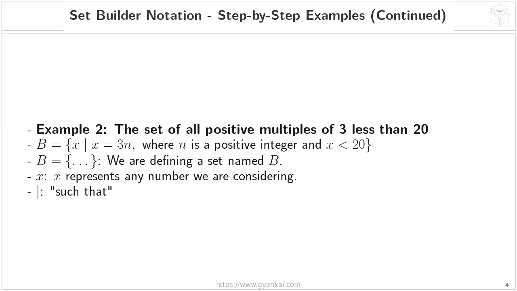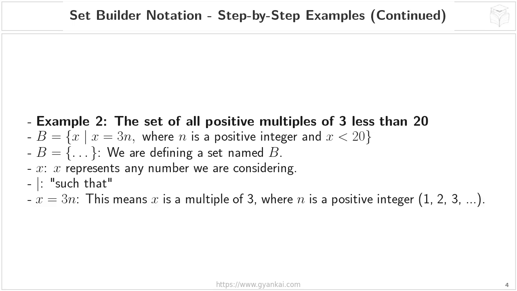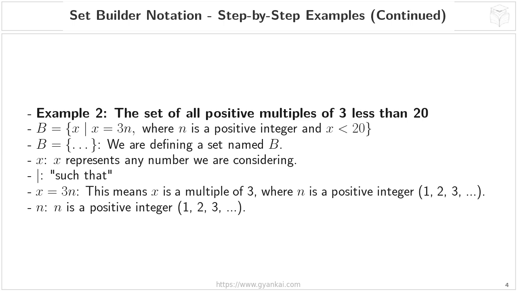It's the key that separates the element, x, from the condition it needs to meet to be included in the set. After the "such that," we have x equals 3n. This is where we define the property. What this means is that x is equal to 3 times another number, n. Since we're looking for multiples of 3, this makes perfect sense. And importantly, n is specified as being a positive integer. That means n can be 1, 2, 3, and so on, any whole number greater than 0.